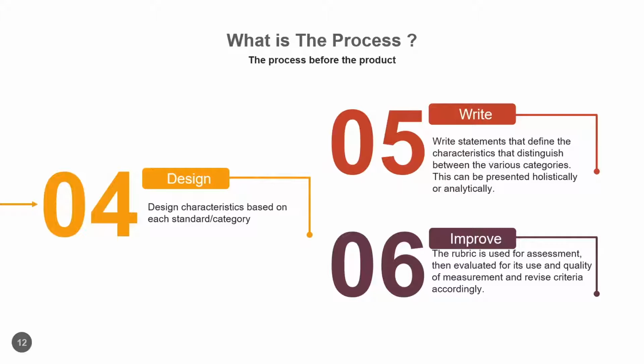So you write statements that define the characteristics that distinguish between the various categories, and then you are ready to present your rubric either holistically or analytically. When you're designing your rubric, there are 2 general types of rubric. Of course, there's one in between. The two general types of rubric will be holistic and analytic. I will talk about that later when we come to that. This is just to give you an idea of the processes that you would go through if you're developing your own rubric.